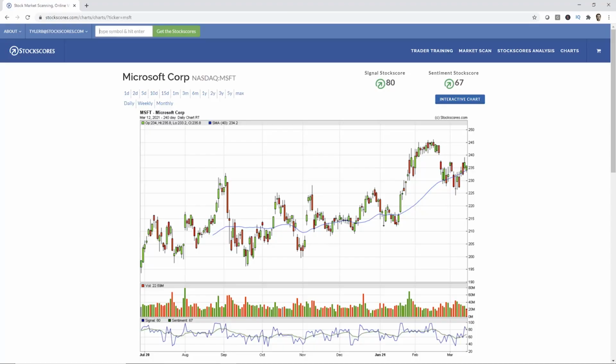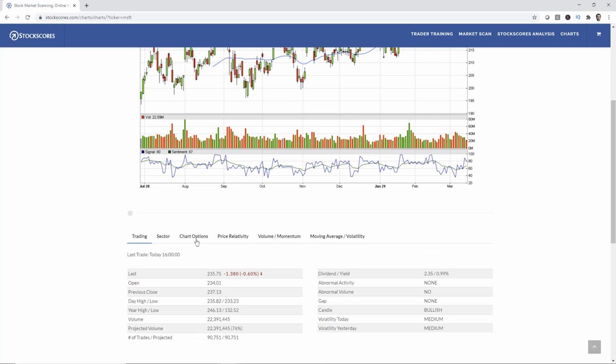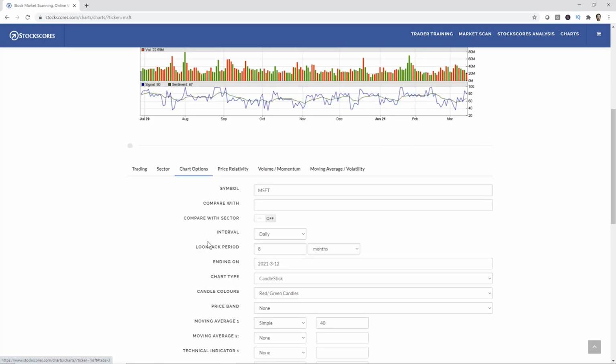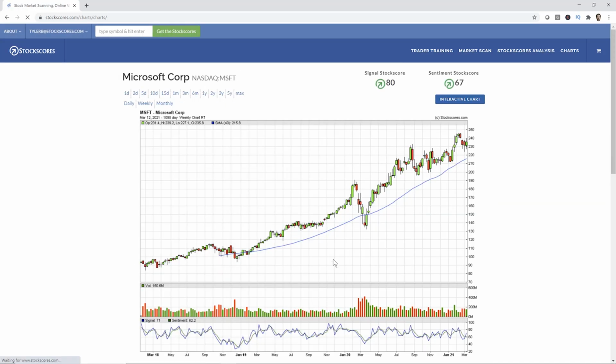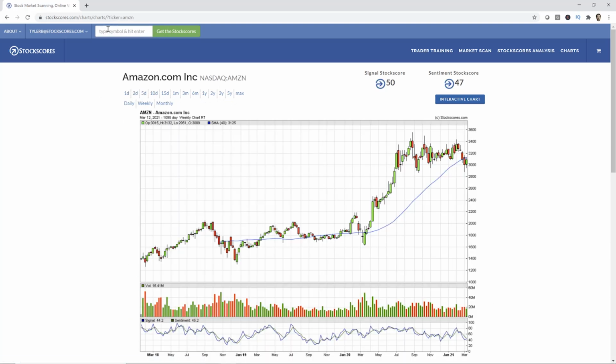So we're going to jump into the Stockscores website. Here I have a chart of Microsoft open right now. I'm going to slide down to the charting option tab below the chart, and I'm going to change this from daily to weekly. And instead of 8 months, I'm going to make this 3 years. Now, when you do this once, you set a new default. So now you can see I've got a 3-year weekly chart for Microsoft. If I was to pull up another stock like Amazon, it will now be a 3-year weekly chart. So I've set my new default.